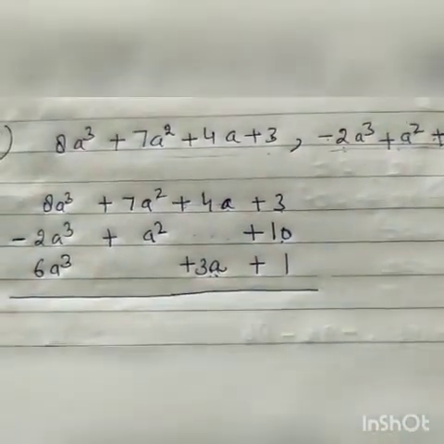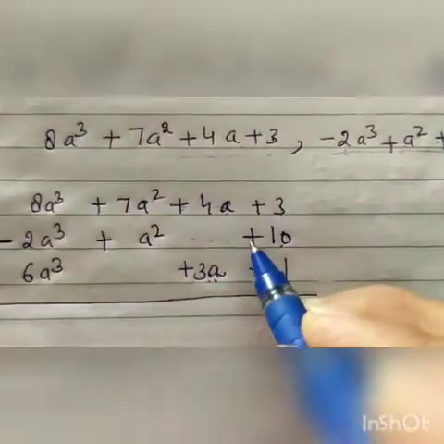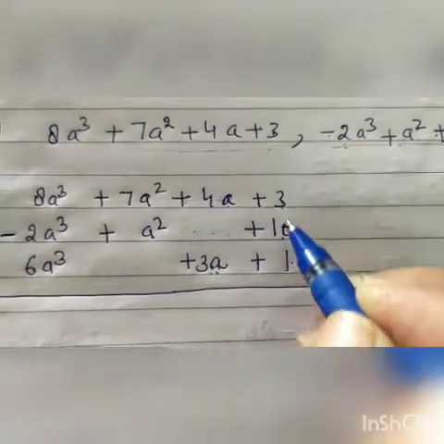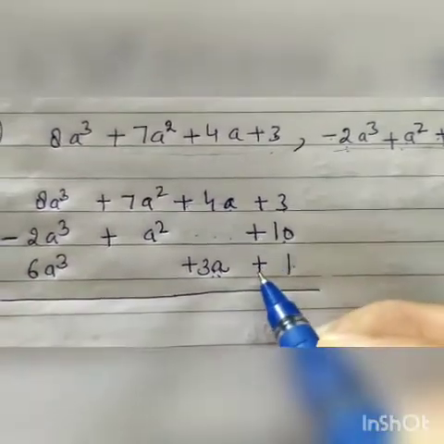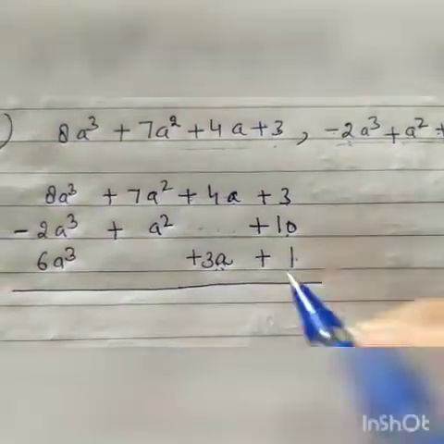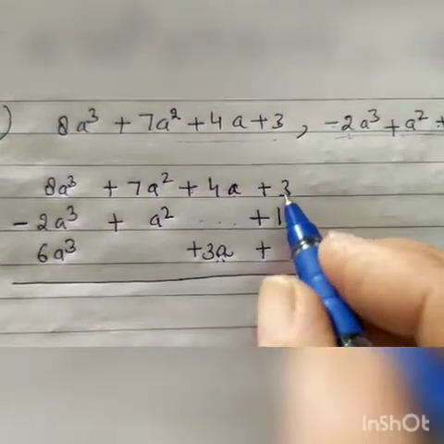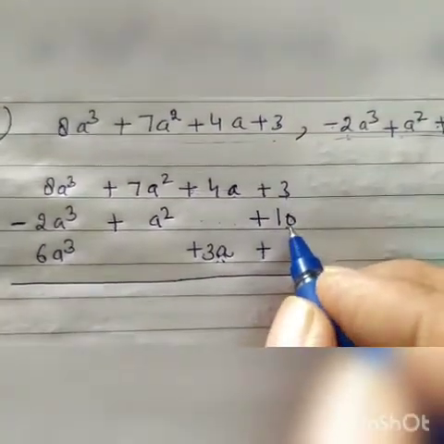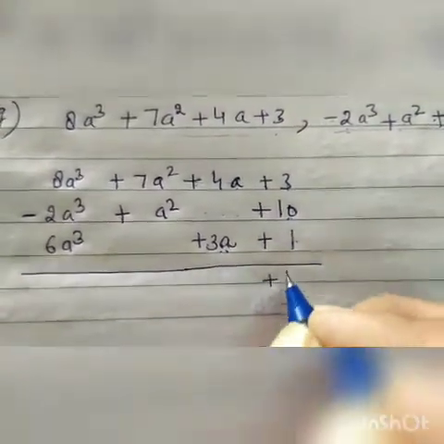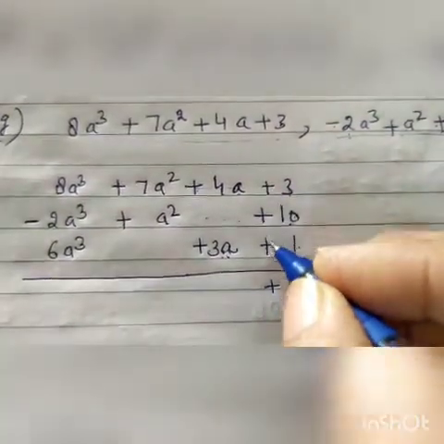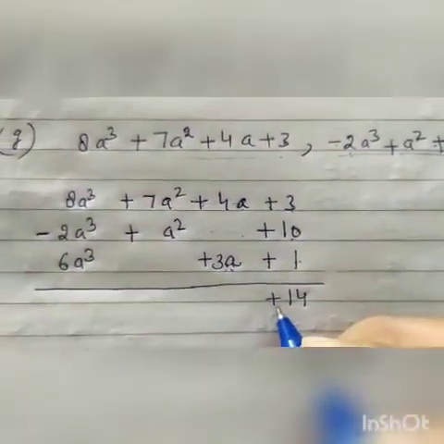Now again simplify it. Plus 3, plus 10, plus 1. All these three terms are with plus sign. So no subtraction. We will add these three terms. 3 plus 10, 13. 13 plus 1, 14 with plus sign. Because all three signs are plus, so here it is also plus.